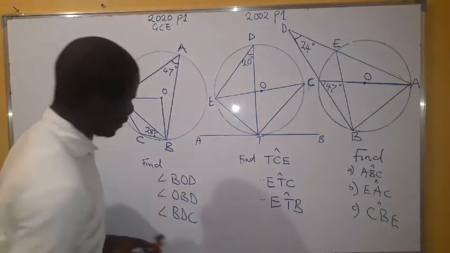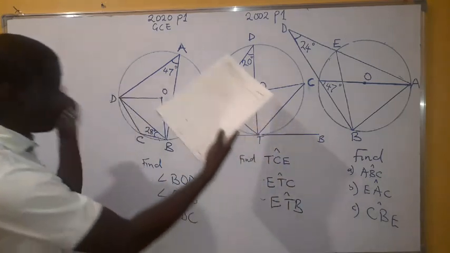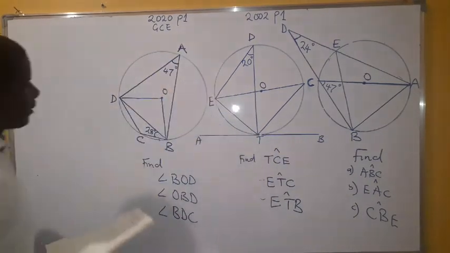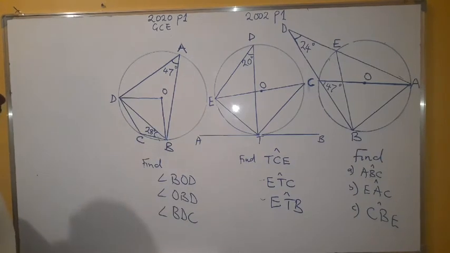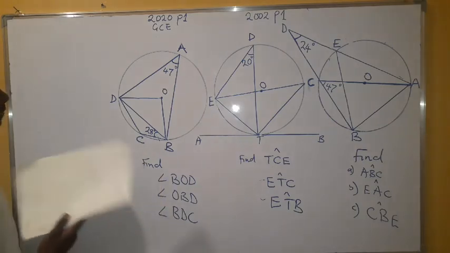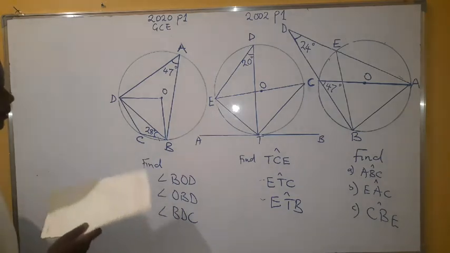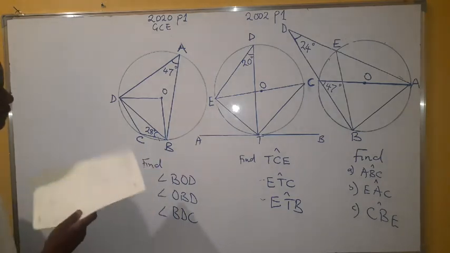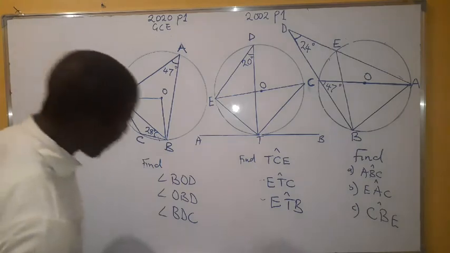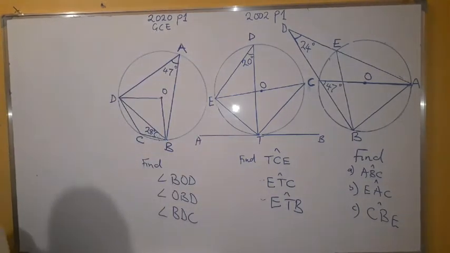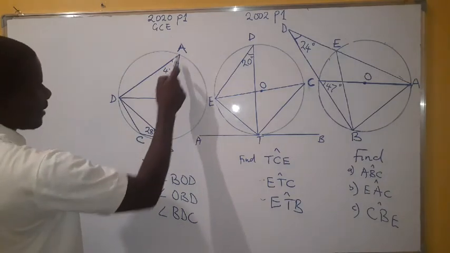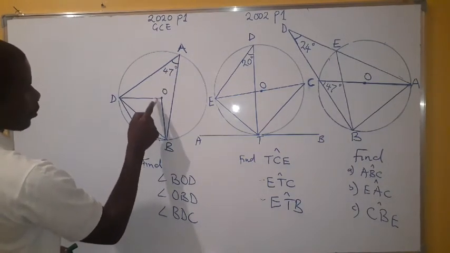So this one is 2020 GCE, okay? We have the center here, and this angle is given. How do we proceed? Now remember, I have always been advising you that even before we continue to look at all these questions, I want to first of all use the information that is given. When I get stuck, I can look at the questions, okay?